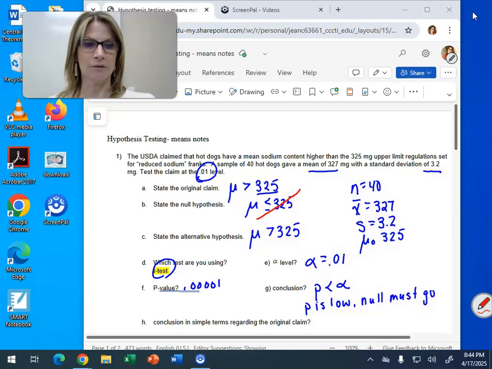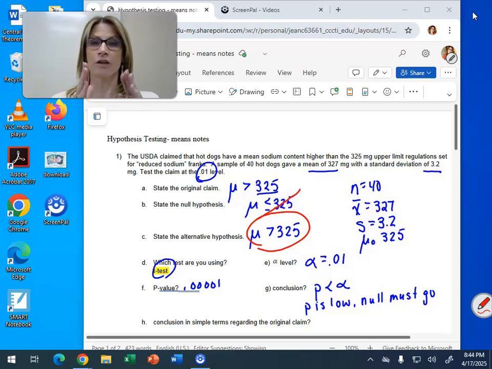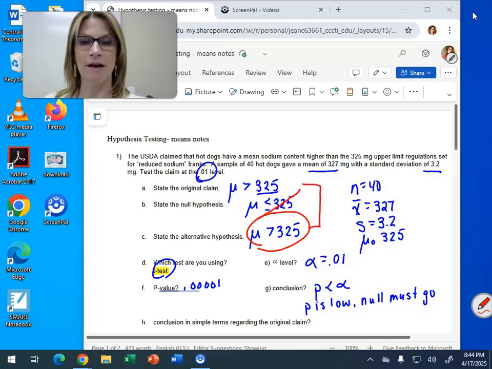Mark out your null, and you're going to circle your alternative. Okay, you're going to either mark out one or the other. Mark out your null or mark out your alternative. P is low, the null must go. Okay, and then you're going to check to see, does whatever you have match your original claim?